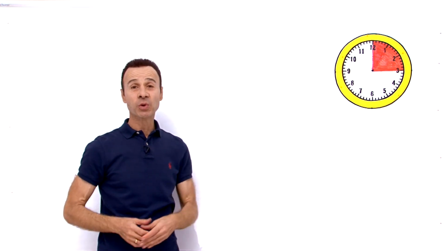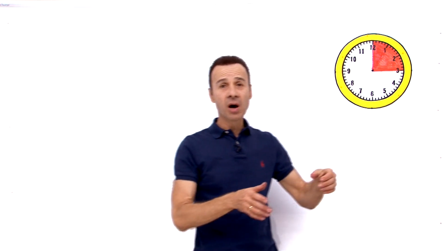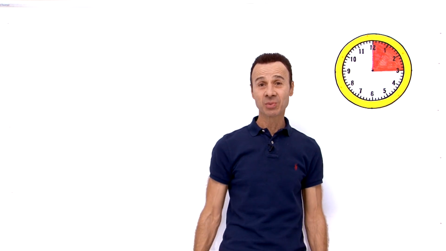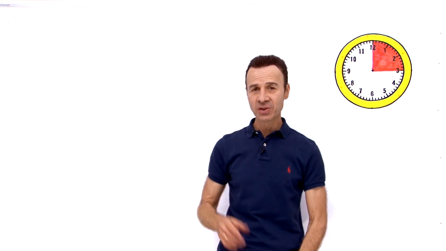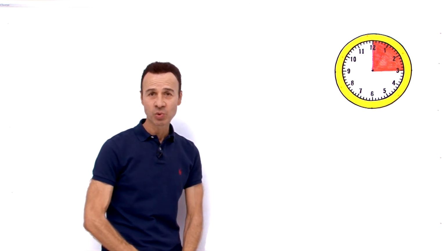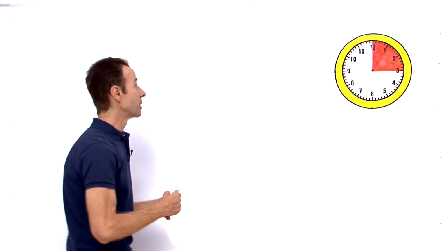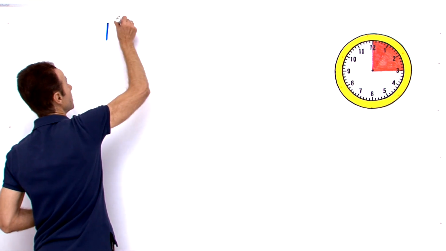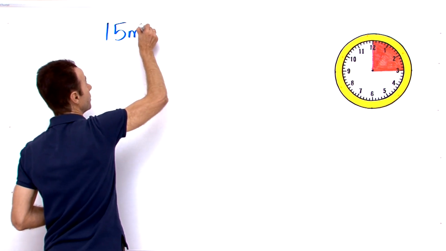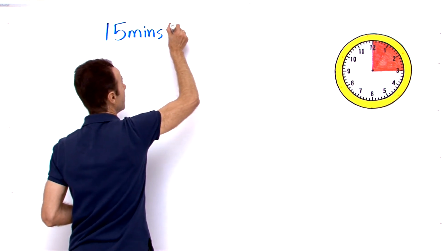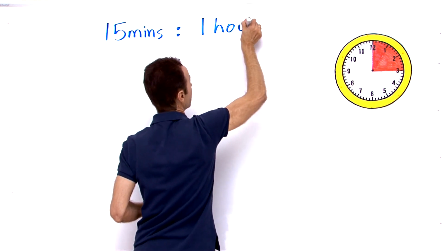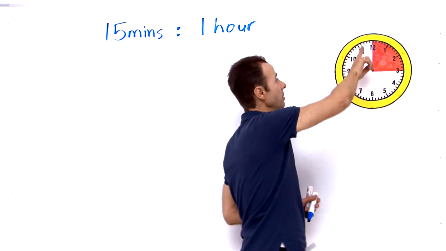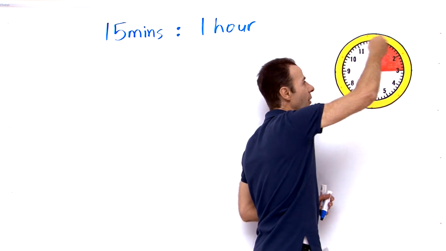All right, let's find what 15 minutes is of 1 hour as a decimal. What's 15 minutes of 1 hour as a decimal? So the first thing I want to do is write up and summarize what we have. So 15 minutes. What is 15 minutes? I'll abbreviate it, 15 minutes of 1 hour. Let's have a look at the diagram. What's 15 minutes of a whole hour?